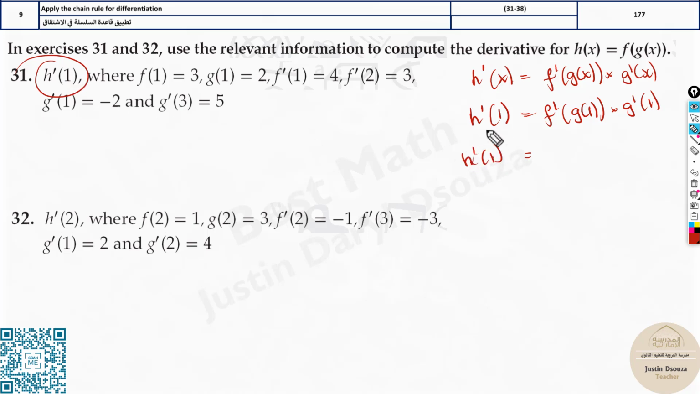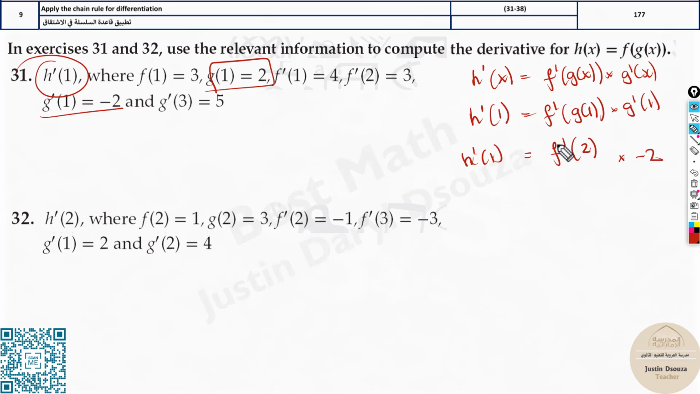But here we know g prime of 1. Do we know that value? Yes, g prime of 1 is minus 2. Okay, very easy. What is g of 1? Sorry, it's not prime, g of 1. We know it is 2. So that's going to be f prime of 2. But still it's not over. We substituted g of 1 as 2, and then g prime of 1 is minus 2.